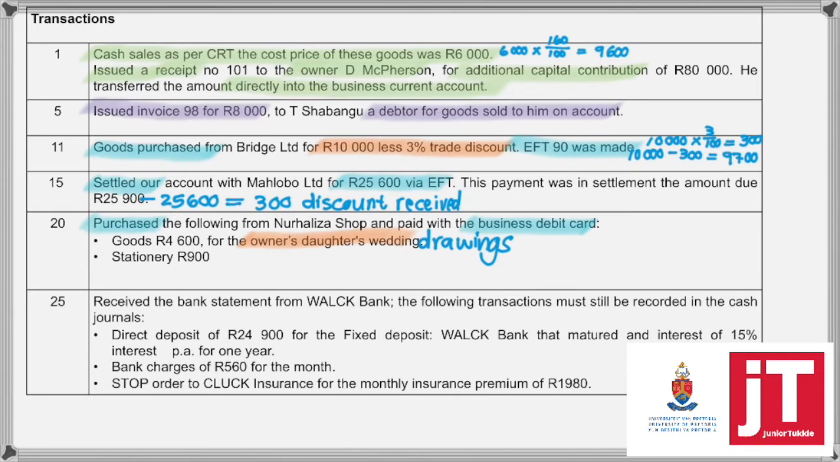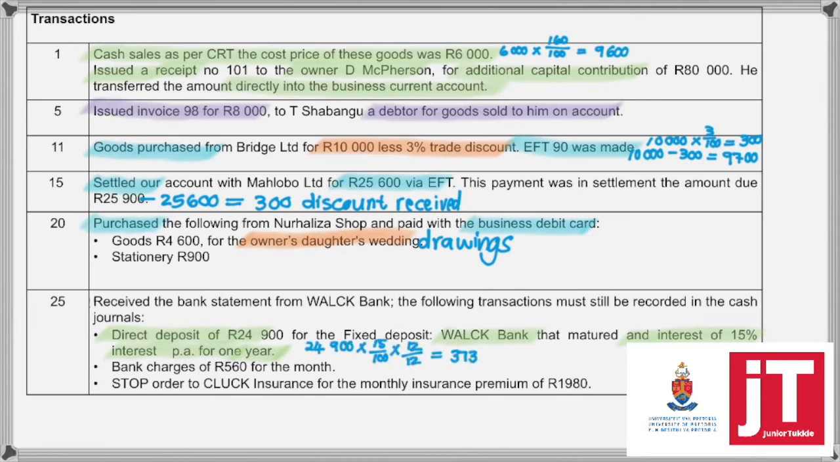Then day 25, received the bank statement from Walk Bank. The following transactions must be recorded in the cash journals. So we have to decide if it's cash receipts or cash payments journal. We received a direct deposit of 24,900 Rand from Walk Bank for the deposit that matured, and interest of 15% per annum for 1 year. So this is CRJ, and we still need to calculate the interest for the year.